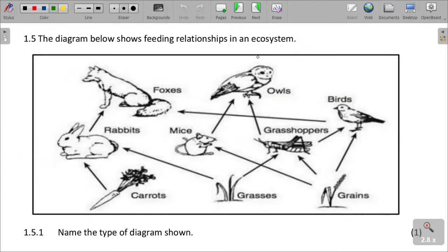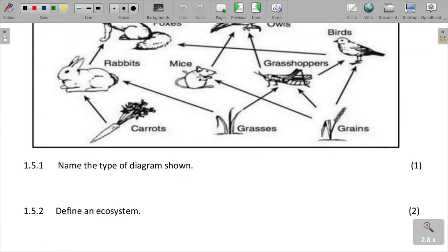The diagram below shows the feeding relationships in an ecosystem. This is one query again. Again, I said check on the channel again. It is well explained. Feeding relationships in an ecosystem. Name the type of organism. Name the type of diagram that is shown.